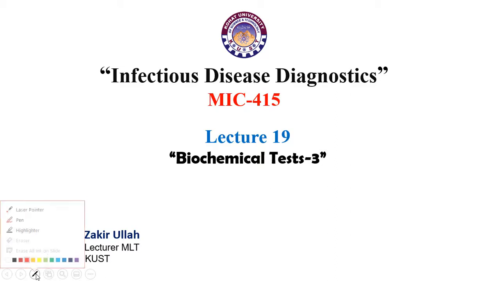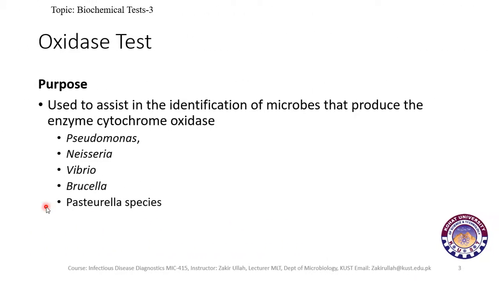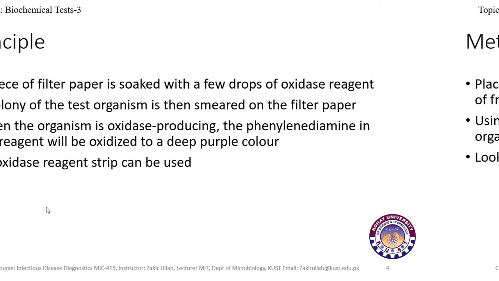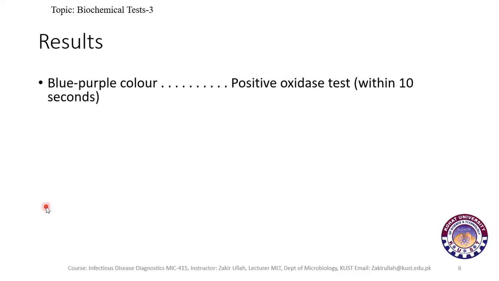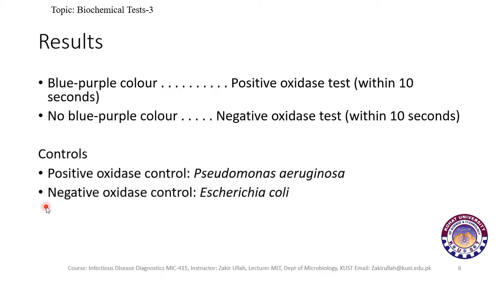In the third lecture of this biochemical test series, we discussed the cytochrome oxidase test, the urease test and the triple sugar iron test. The purpose of cytochrome oxidase is to detect the organism which produces oxidase. So this is the method and the results: when a blue or purple color appears after applying the colony to a filter paper having the cytochrome oxidase solution, it gives a positive oxidase test, and if no color appears or it appears late, then this is a negative oxidase test.